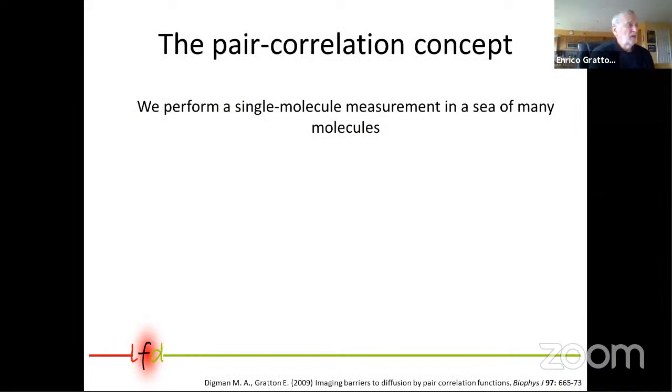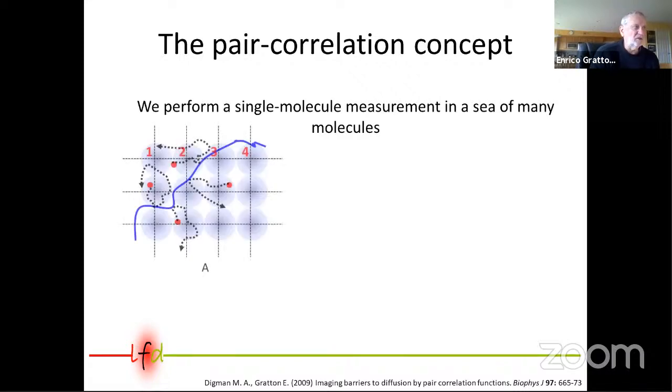Okay. So now let us talk about this pair correlation concept, where it comes from and how we can perform a single measurement in a sea of many particles. So the idea is the following. We have to change language a little bit, and let us consider the following model.